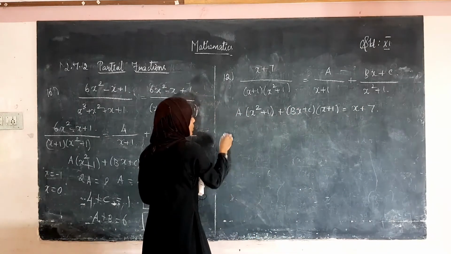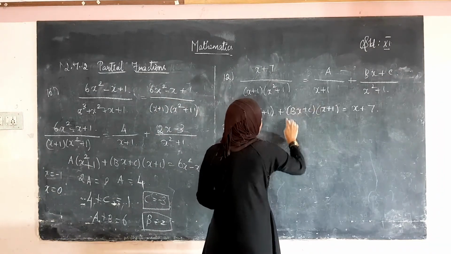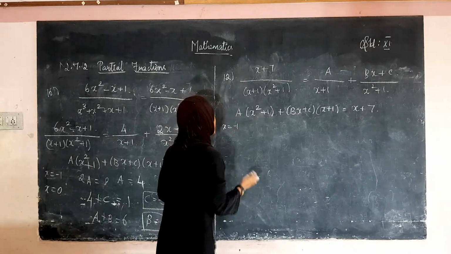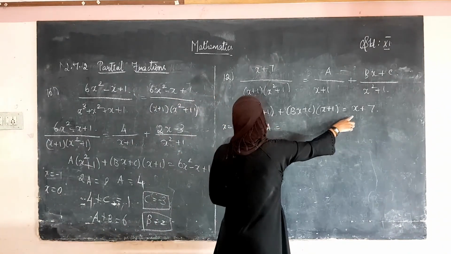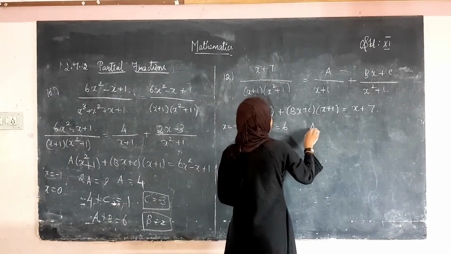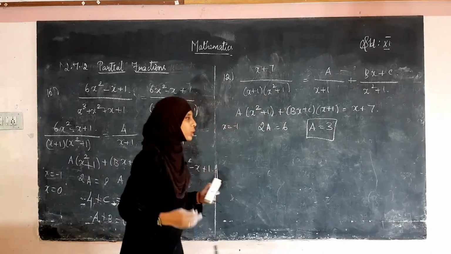Shall we substitute the values? That x is equal to minus 1. What happened? This term becomes 0. Here (−1) squared is 1, 1 plus 1 is 2. 2A is equal to, here minus 1 plus 7, that is 6. So, A is equal to 3. Value of A is equal to 3.